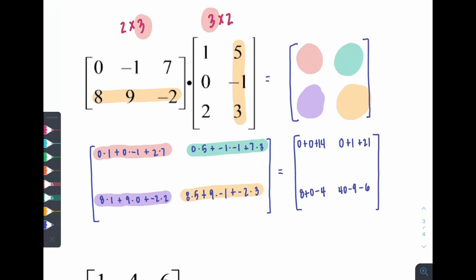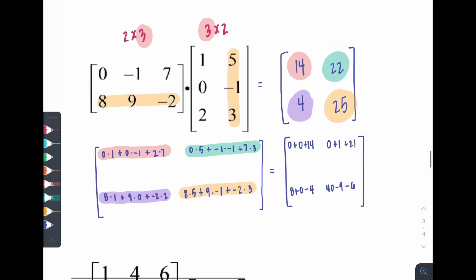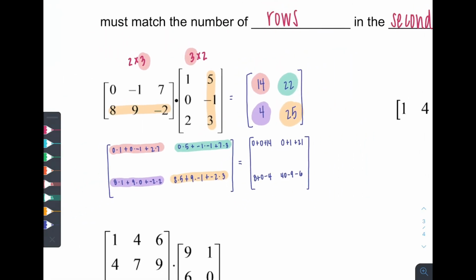So 0 plus 14 is 14. 0 plus 1 plus 21 is 22. 8 plus 0 minus 4 is 4. And then 40 minus 9 is 31. Minus 6 is 25. Okay, so this matrix right here is our final answer. We can get rid of our color coding here.